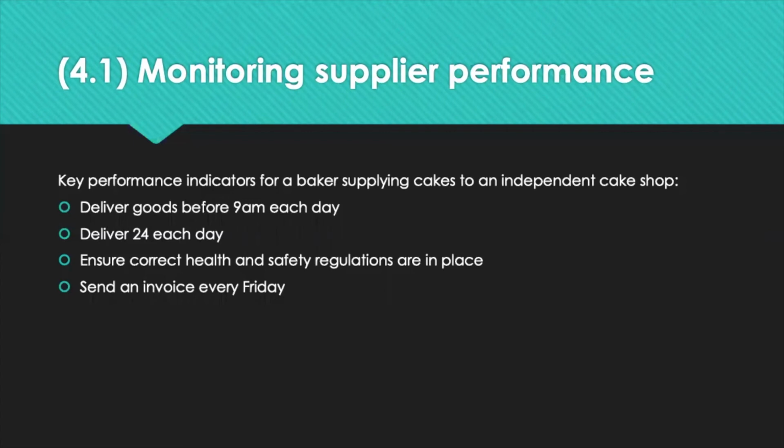So let's take a look at the KPIs on this slide. Deliver goods before 9 o'clock each day. Deliver 24 each day. Ensuring correct health and safety regulations are in place. And send an invoice every Friday. Are these targets SMART: specific, measurable, achievable, relevant and time-bound? Could you rewrite any to make them improved? And is there anything that hasn't been covered within the KPIs that could be added in?